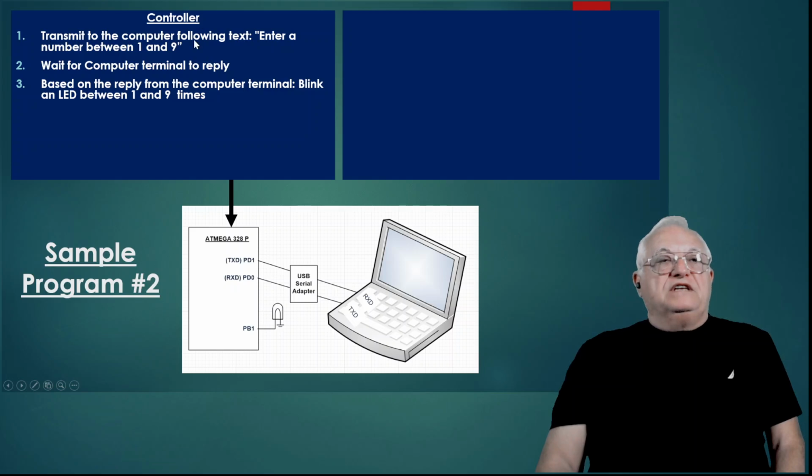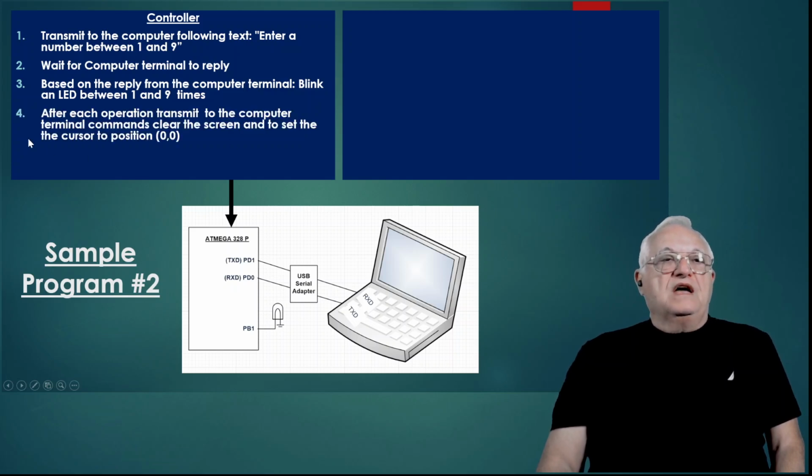So the menu says enter a number between 1 and 9, and then we wait for the user to put in that number, and we figure out based on that how many times we have to turn on and off our LED. After each transmission to the computer terminal, clear the screen and set the cursor to position 0, 0. So once the user has put in their input, what you want to do is clear everything and display the menu again.